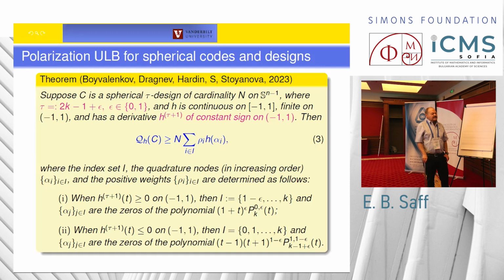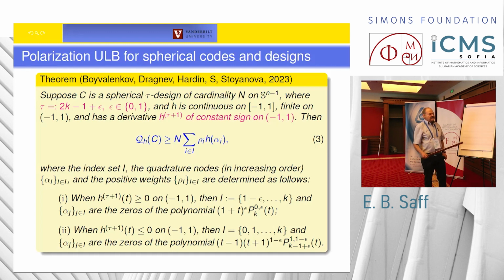And what are these alpha i's and what are these rho i's? So the alpha i's are quadrature nodes that you get from Gegenbauer polynomials. If you think of Gaussian quadrature, you have an orthogonality measure, and you have Gaussian quadrature, which I'll talk about in a minute. And so these nodes are coming from Gaussian quadrature. These are the corresponding weights, and they're positive. They sum up to 1.